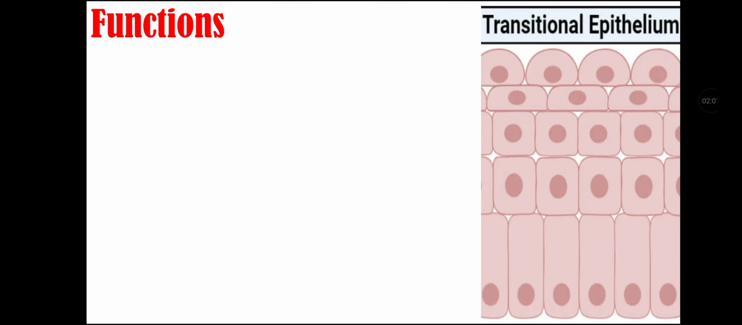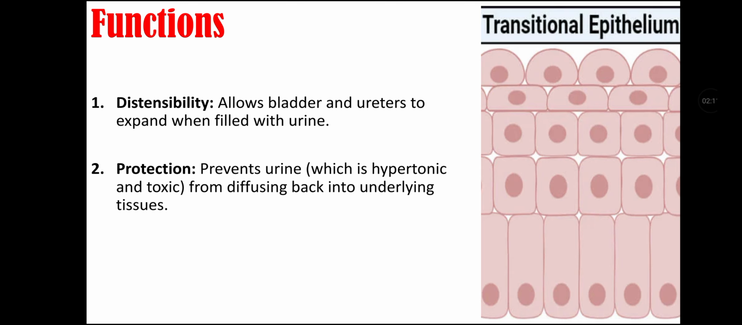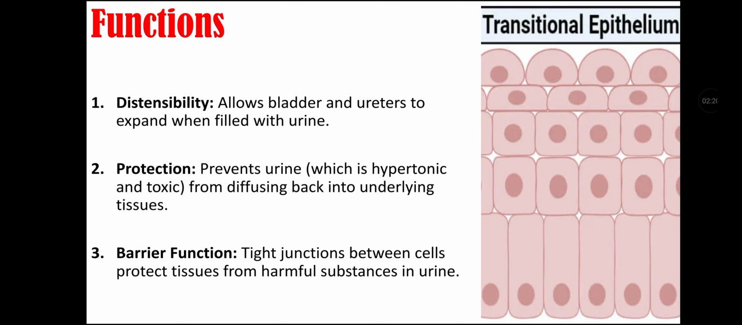Now let's talk about functions of transitional epithelium. First function is distensibility, as transitional epithelium allows the bladder and ureter to expand when filled with urine. Second function is protection, as this epithelium prevents urine, which is hypertonic and toxic for humans, from diffusing back into underlying tissue. Third function is barrier function, as tight junctions between the cells in the transitional epithelium protect tissue from harmful substances in the urine.